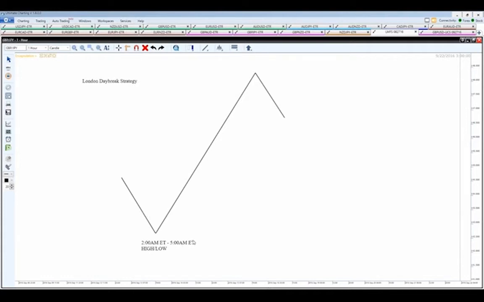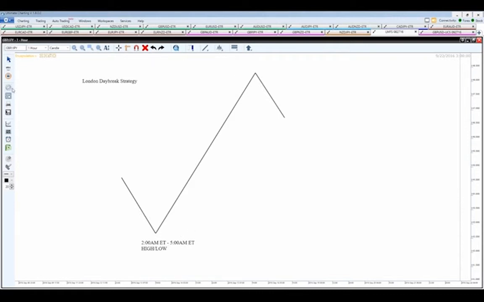Now, the reason we're looking for this is, if you remember, I told you at the beginning of the webinar, there are 3 major trading sessions: the Asian trading session, the London session, and the New York session. Between 2 a.m. and 5 a.m., you have the close of the Asian session and the opening of the London session. So we're looking for directional movement coming off of the overlap: the market pulls back, forms its high or low, and then rallies in one direction or the other.